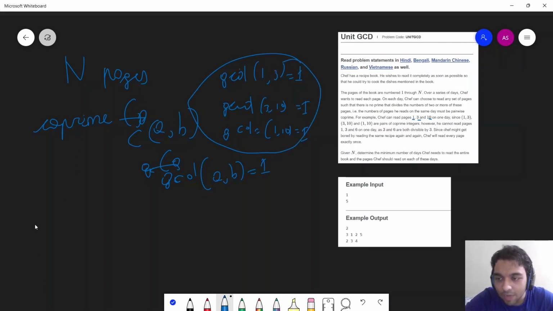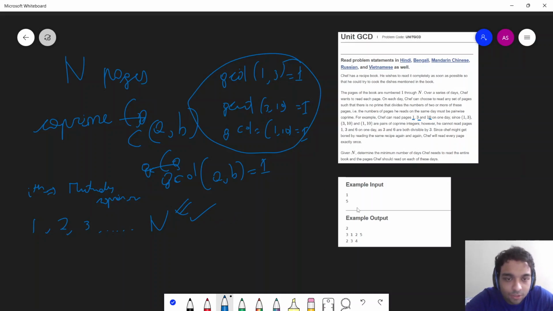So consider the book having pages from 1 till n. So 1, 2, 3 and so on till n. And Chef is saying that he can only read pages which are co-prime with each other. Now Chef wants to determine, on any particular day, say the ith day, he can read pages having mutually co-prime numbers. Then Chef is asking what is the minimum number of days he will require to finish this particular book, and you also have to print on which particular day Chef reads which pages.